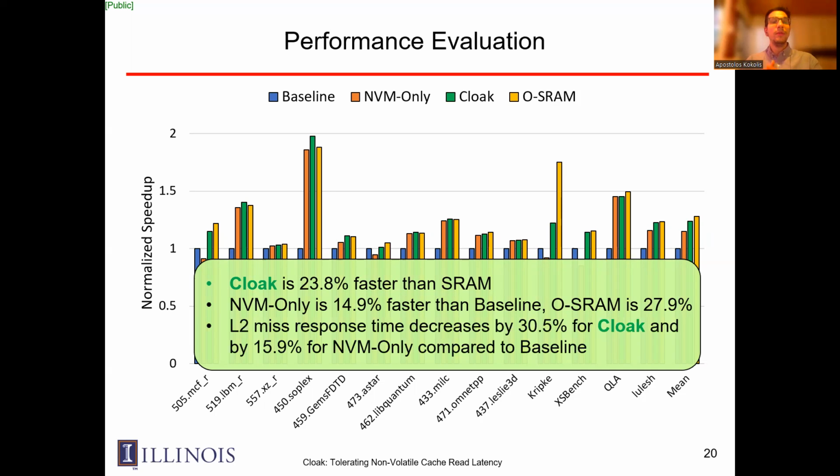Also, the L2 miss response time decreases by 30.5% for Cloak and by 15.9% for the NVM-only compared to baseline. Cloak is able to further decrease the L2 miss response time because not only is it bigger, so it has more hits in the LLC, but it also has the page buffers that are servicing requests much faster than the NVM data array.